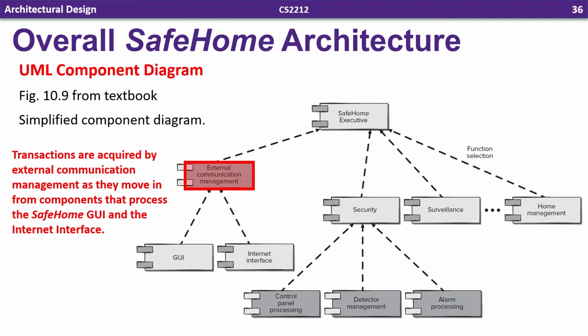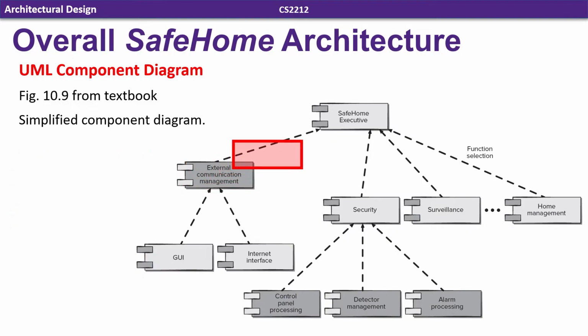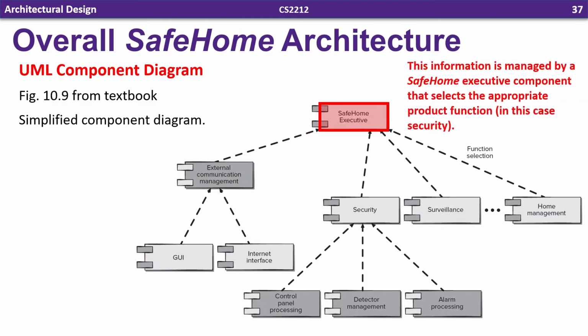Now let's take a look at what this component diagram is telling us. First, we have an external communication management component. This component acquires and processes transactions as they move from the user-facing components, such as the GUI and the internet interface, and calls the SafeHome executive component to complete its functions. The SafeHome executive component manages the information and selects the appropriate product function based on the transactions passed to it from the external communication management component.